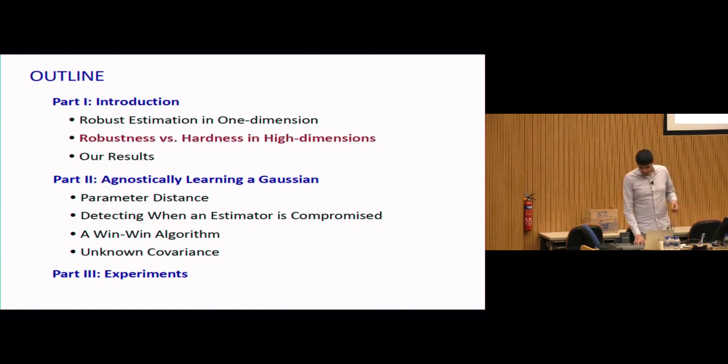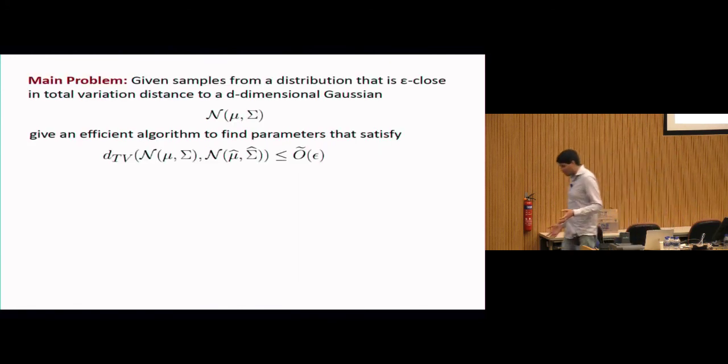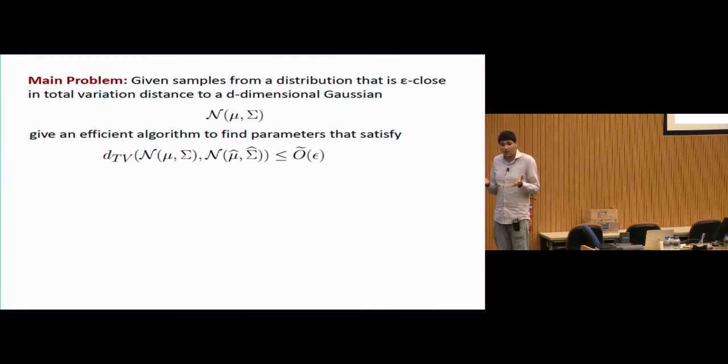So in fact, the main question I'll be interested in for the first half of this talk will be the same problem that I've already shown you, but in high dimensions. So we're going to be working in d dimensions. You're given samples from a distribution that's epsilon close in TV to a high-dimensional Gaussian. The only difference is that now this mean mu is a vector of length d, and this covariance sigma is a d by d positive semi-definite matrix.